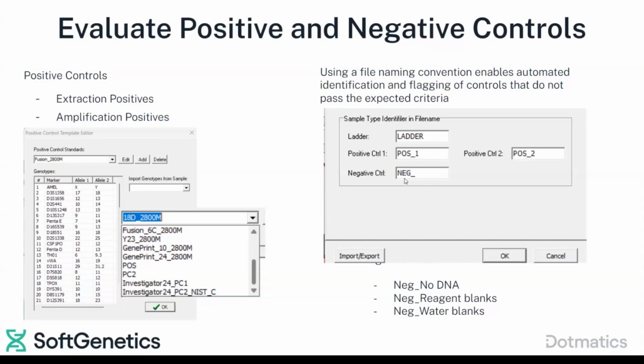A negative sample would be any sample that you do not expect to have amplicons in. So a no DNA, a reagent blank, a water blank. If a naming convention is used, they could all be automatically recognized by the software as a negative.